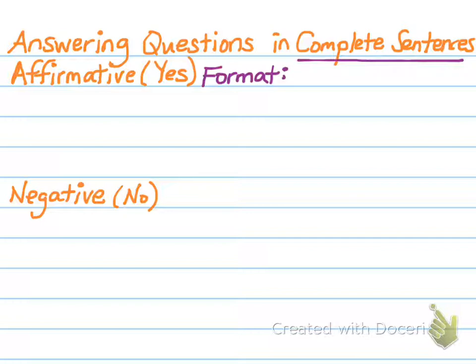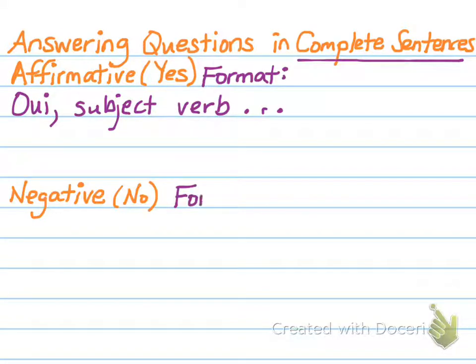typically we're going to have probably a oui, your subject, your verb, and then I just put a dot, dot, dot for whatever else was in that question. Right? So what I'm talking about here is, for example, if somebody asks, do you live in Paris? Because you're learning French, I want you to answer that with, yes, I live in Paris, rather than just saying yes. Okay, so pretty much the format of affirmative is you're just restating the question just like you do in English.